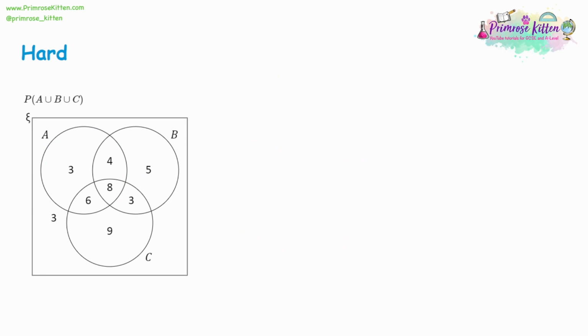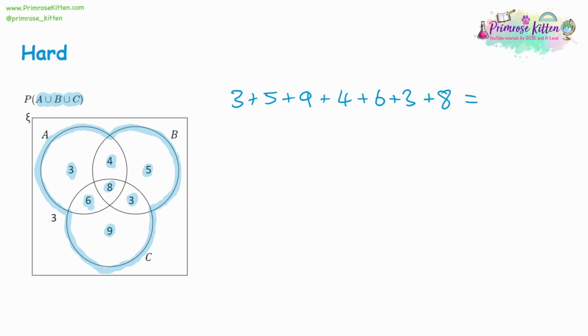The next question, what is the union of A and B and C. So the union of A and B and the union of B and C. So it's a union of all 3 together. So the probability of finding something that's in set A, set B, or set C. So it could be anything in any of those 3 circles. And we'll see that almost everything is on the inside of this. So for our numerator, we need to add all of these up. So we've got the 3, the 5, and the 9 that are only in one set. We've got the 4, 6, and 3 that are in 2 sets, and the 8 that's in all 3 sets.